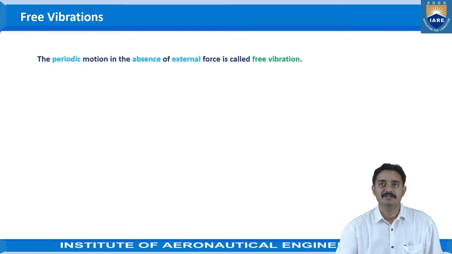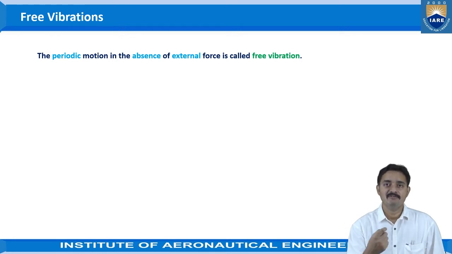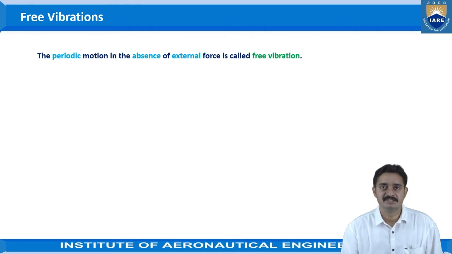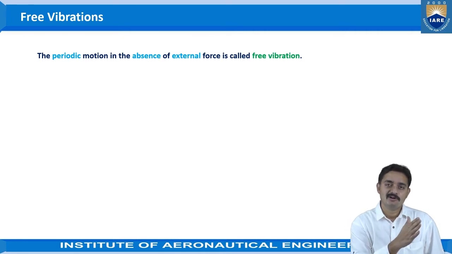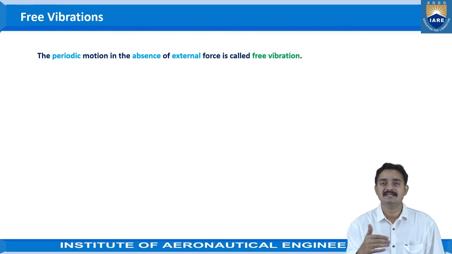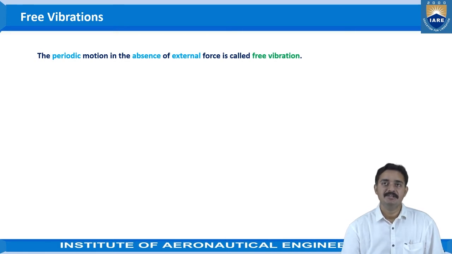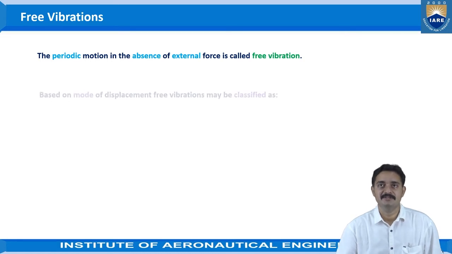So what are free vibrations? The periodic motion in the absence of external force is called free vibration. As we have discussed, even though one disturbance is created and left behind, that means we are not applying any extra force or any disturbances once we have created the disturbance, the object will not come to a stop at this position and it will continue to move to and fro. That type of movement or vibration is called free vibration.